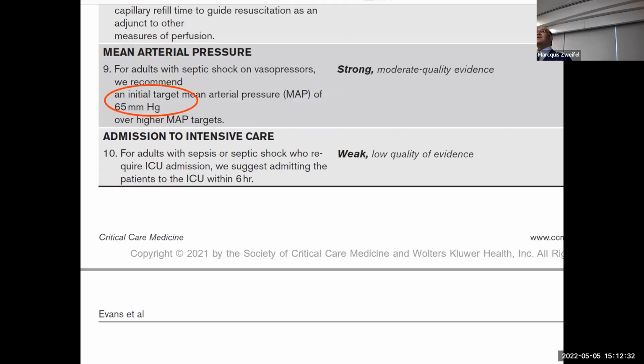Okay. Target is MAP 65. There was a study that compared 65 to 80. The only things that differed were an increase in the duration on pressors and more arrhythmias with higher pressure. So it did not improve any outcomes. You need to admit to the ICU, everybody knows that.